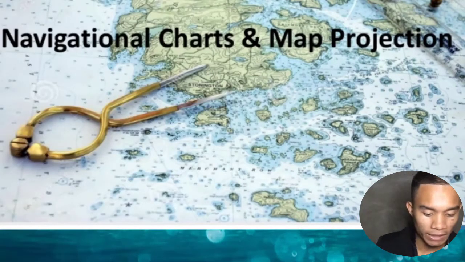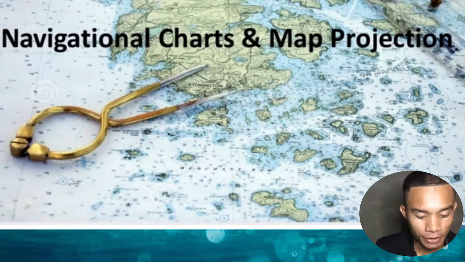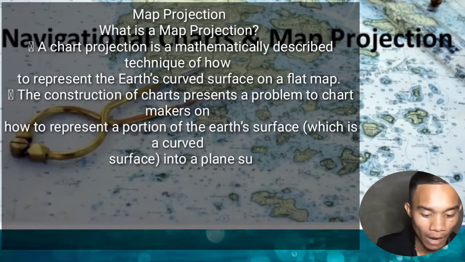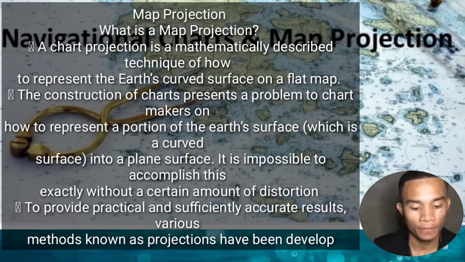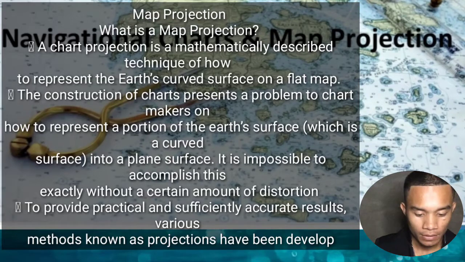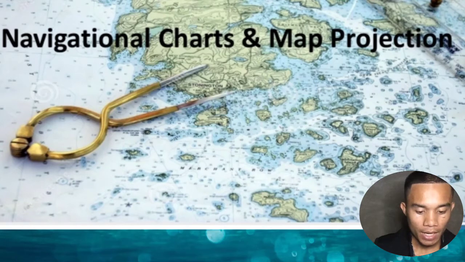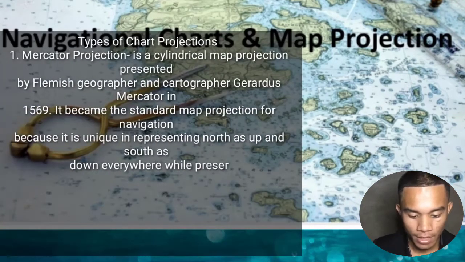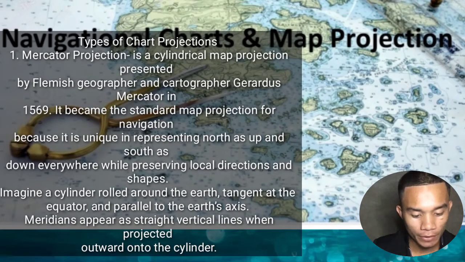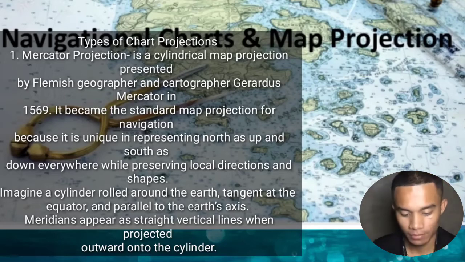Map projection. What is map projection? A chart projection is a mathematically described technique of how to present the Earth's curved surface on a flat map. To provide practical and sufficiently accurate results, various methods known as projections have been developed. Types of chart projection. Imagine a cylinder wrapped around the Earth, tangent at the equator and parallel to the Earth's axis. Meridians appear as straight vertical lines when projected outward onto the cylinder.